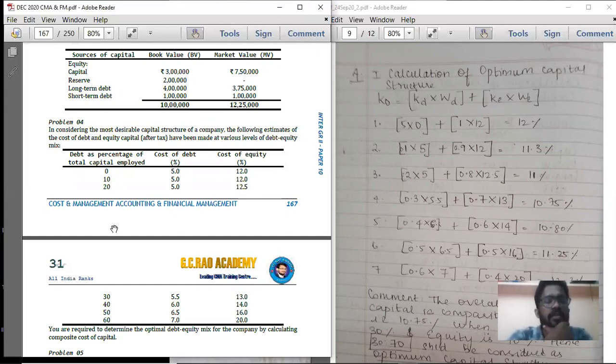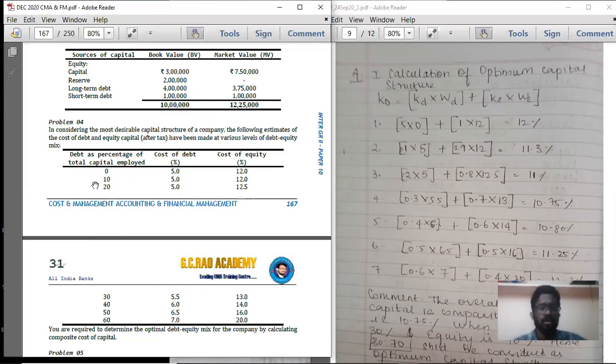So the following estimates of the cost of debt and equity capital, both after tax, have been made at various levels of debt equity mix. Simple. They are asking us to find the best debt and equity mix as per this particular cost. So here they have given cost of debt and cost of equity, and they have also given the debt equity mix. So now find out the best overall cost of capital.